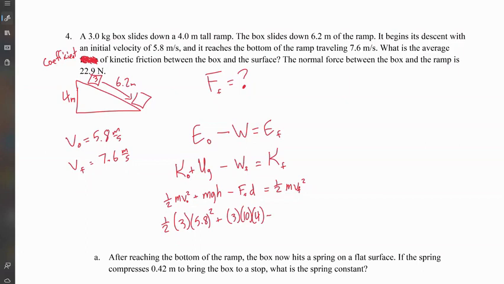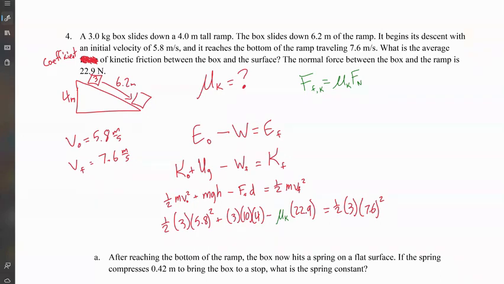We don't know force of friction yet, but if we're looking for the coefficient, and I apologize, I should change that there, mu kinetic. If we're looking for the coefficient of friction, right, force of friction is equal to mu Fn when this is all kinetic stuff. So we can plug in mu k, and then we know the normal force. We know the normal force because it tells us it is 22.9 newtons. K is equal to 1/2 mass of 3, v final of 7.6 squared.